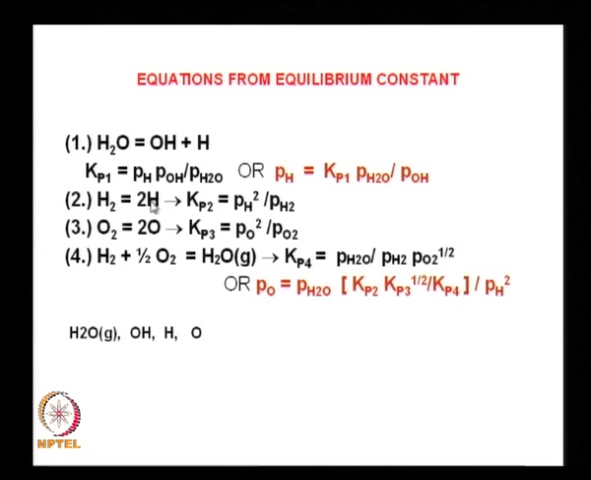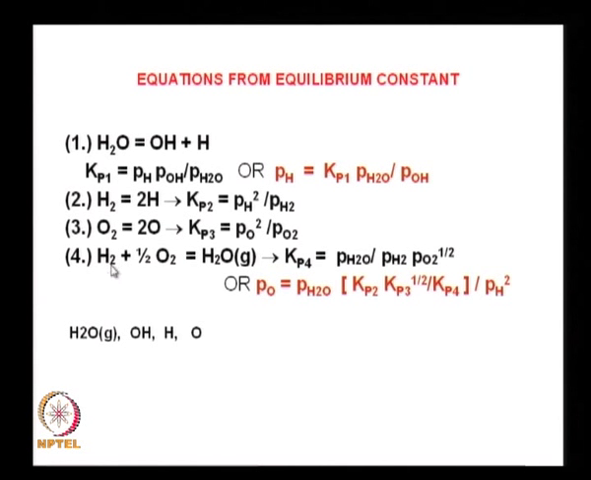H2 could have got dissociated to 2H, O2 could have got dissociated to 2O. For this particular reaction H2 to 2H, I get Kp2 is equal to pH squared divided by pH2. For O2 going to 2O, I can write the equilibrium constant, I call it Kp3, and Kp3 is equal to PO squared divided by PO2. I have one more equation.